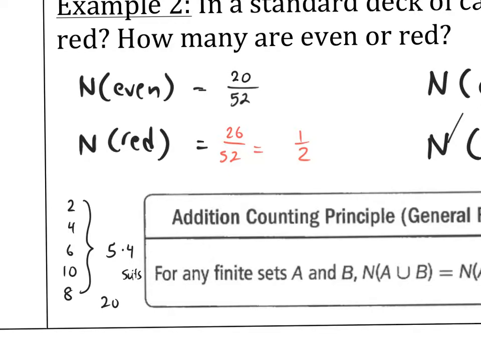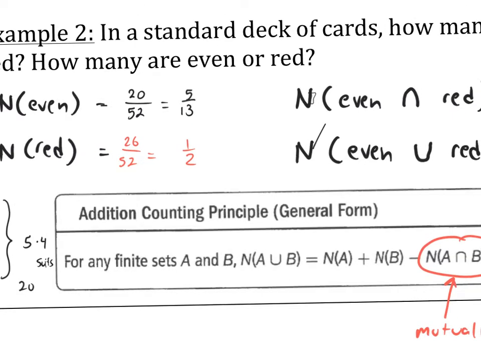So 20 even. And when we reduce that, we get 5 out of 13. Now, of course, how can we get to 5 out of 13 quicker? Notice here, 1, 2, 3, 4, 5 per suit. So we just said 5 out of the 13 in the suit. So you could have just jumped to the simplified right there.